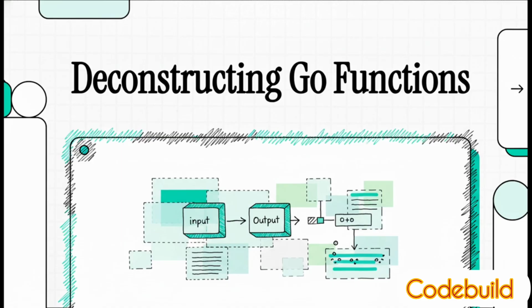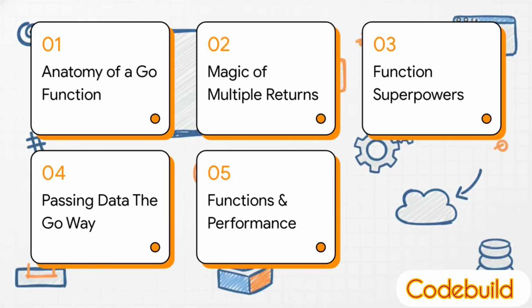So today we're going to peel back the layers of the humble Go function, starting with its basic syntax and going all the way to its role in powering Go's legendary concurrency. All right, let's jump in.